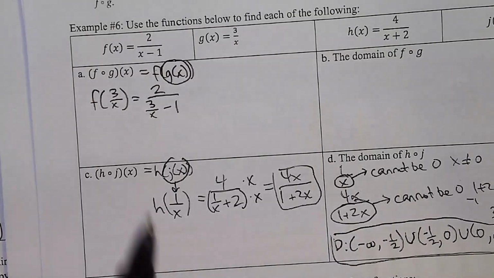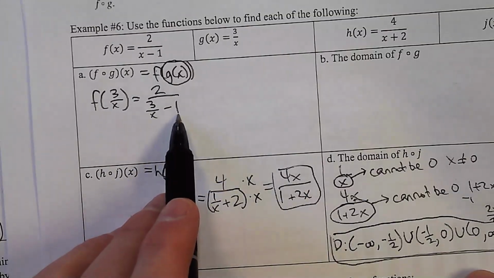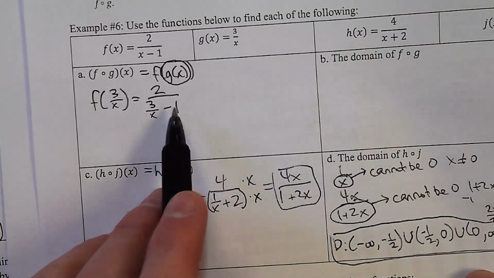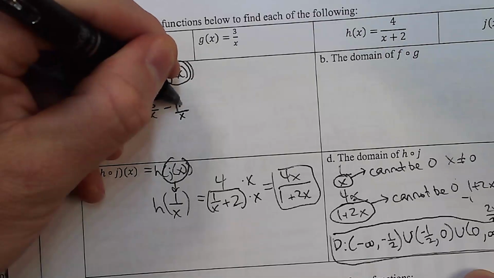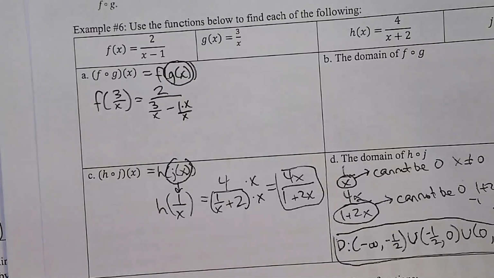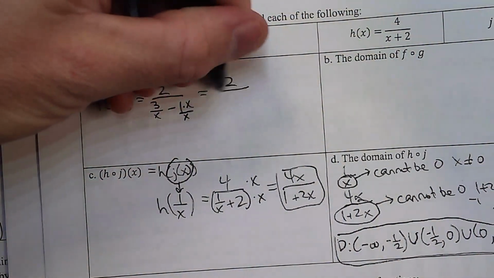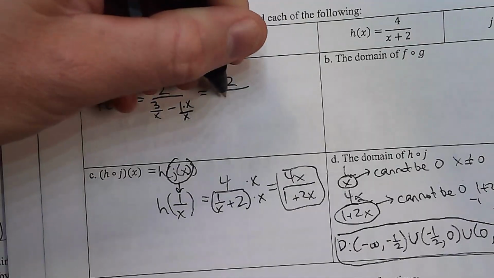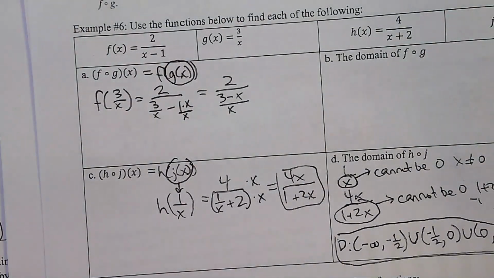The easiest way to do it is, this has an x, this needs an x. How do I give this an x on the bottom? If I put x on the bottom, I also have to put x where? On the top. Good. So I have to give them a common denominator. So this is 2 divided by, and this would be 3 minus x divided by x. Gross.